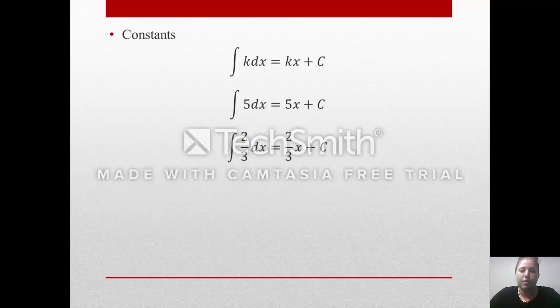The most basic type of integral is constants, just like the most basic type of equation is constants. If you take the antiderivative of a constant, you just have to multiply by whatever variable it's with respect to and add a constant. So the antiderivative of k dx equals kx plus c. If we take the two integrals below, with constants k equals 5 and k equals 2/3, the integral of 5 dx equals 5x plus c. Same goes if k equals 2/3. The integral of 2/3 dx equals 2/3 x plus c.